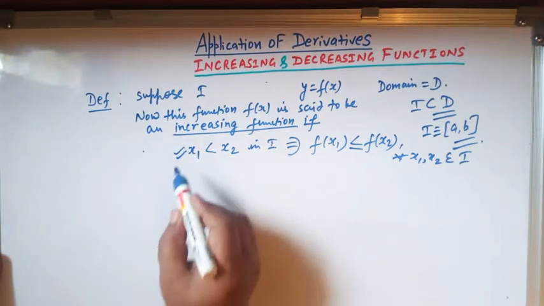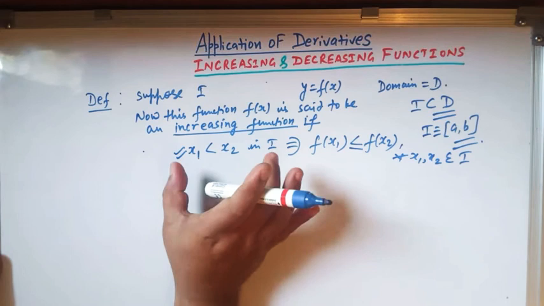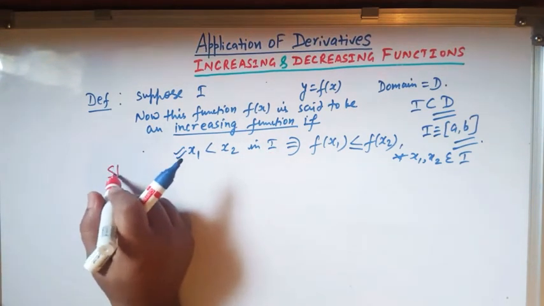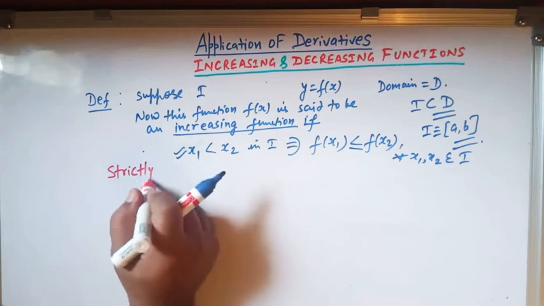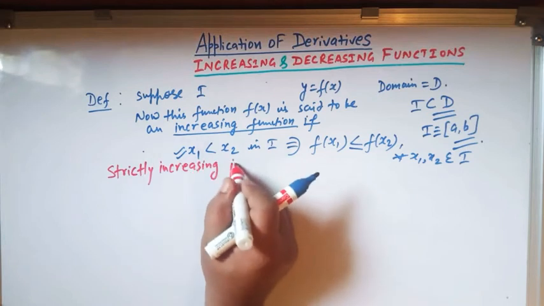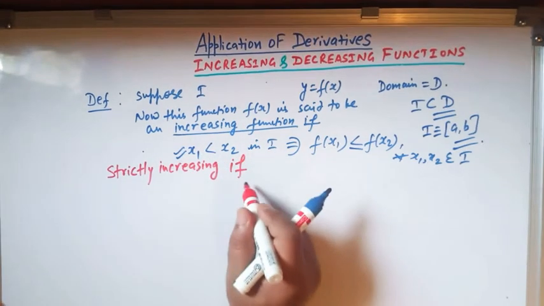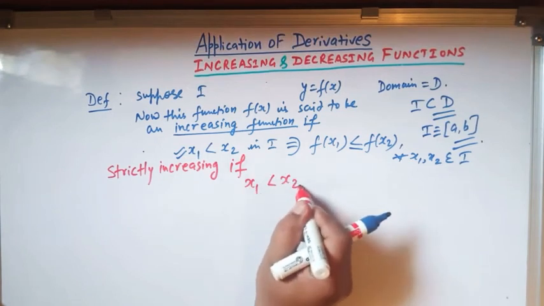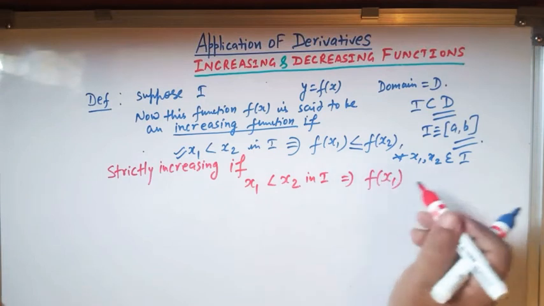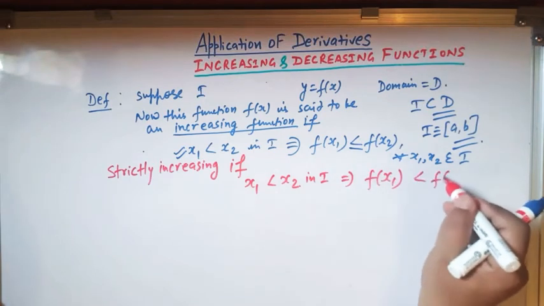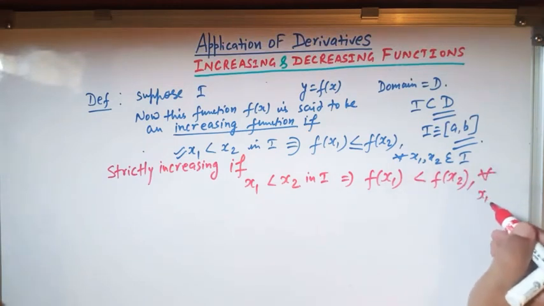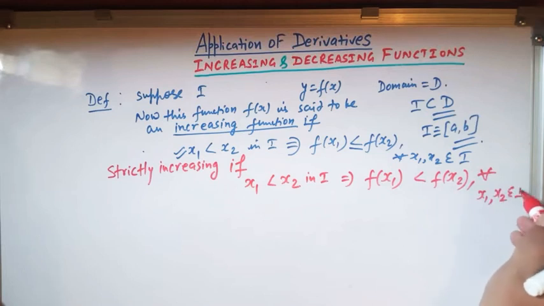And the function is said to be strictly increasing if x1 is less than x2 in I implies that f(x1) is less than f(x2), and this is also for all x1, x2 belonging to I.